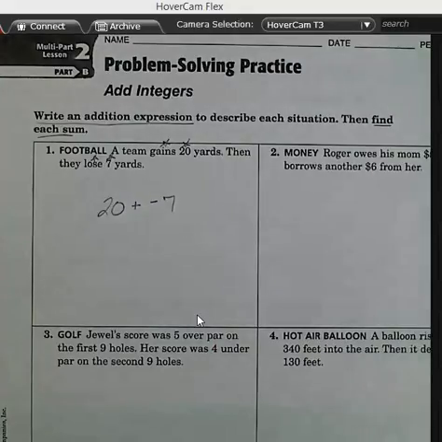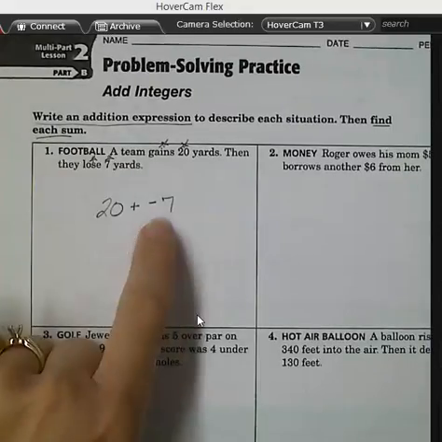Yes, Colton. Good, I'm finding the difference. If I were going to draw little dots, I would have to match up my 0 pairs. Please don't. But that's why it's an addition one, but we're still finding the difference, because that's how we do so with an addition statement. Okay, so it's not 20 take away 7. They want an addition expression, so that means we have to use -7 because it's losing yardage.